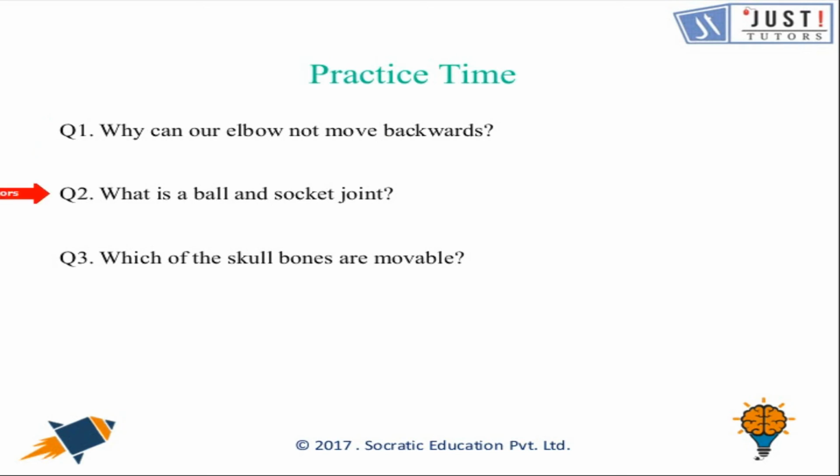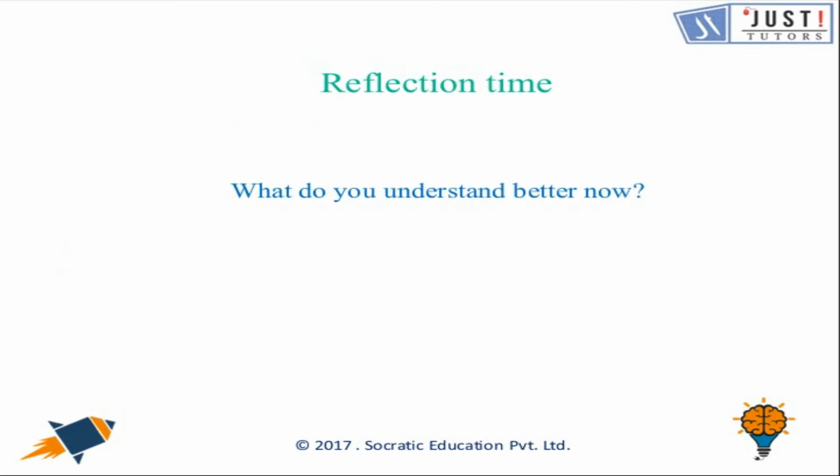The second question is about ball and socket joints, so I think you can answer this perfectly well as we have already learned about it. The third one is about which skull bones are movable. Now we've already discussed this one, that we can only move our lower jaw as the upper jaw is fixed to the rest of the head. So think about what do you understand better now.